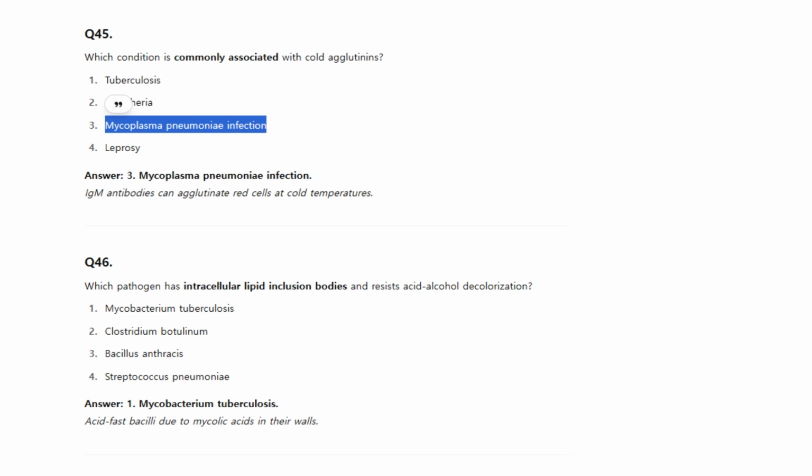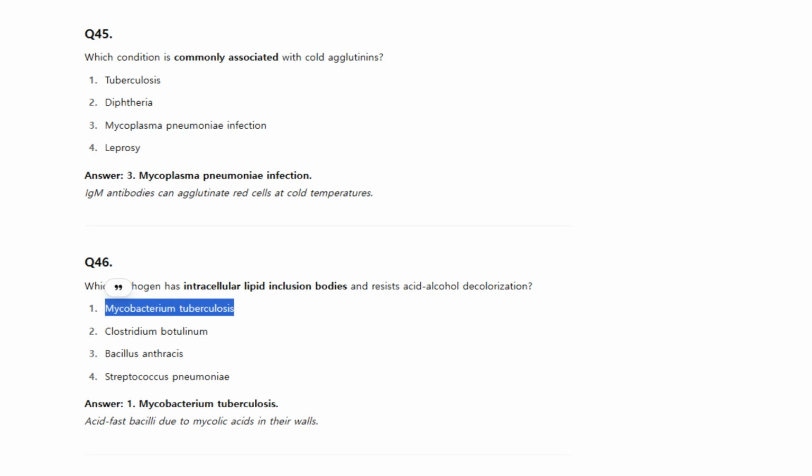Q46. Which pathogen has intracellular lipid inclusion bodies and resists acid-alcohol decolorization? 1. Mycobacterium tuberculosis. 2. Clostridium botulinum. 3. Bacillus anthracis. 4. Streptococcus pneumoniae. Answer 1. Mycobacterium tuberculosis. Acid-fast bacilli due to mycolic acids in their walls.